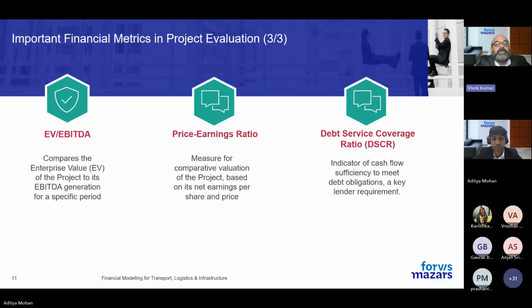So a quick question. What is the typical EV EBITDA and PE ratio in the Indian market, in the Indian listed space for transport and logistics sector? Could you provide your guess, or if you know the number, what is the typical EV EBITDA a transport logistics company gets in the Indian stock market? You could put in your answers in the chat.